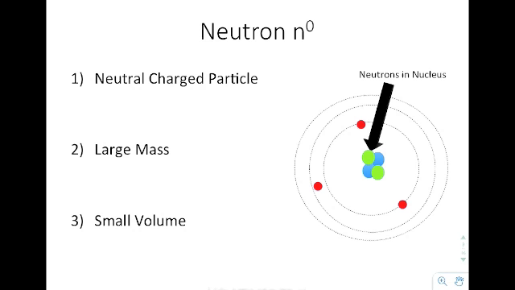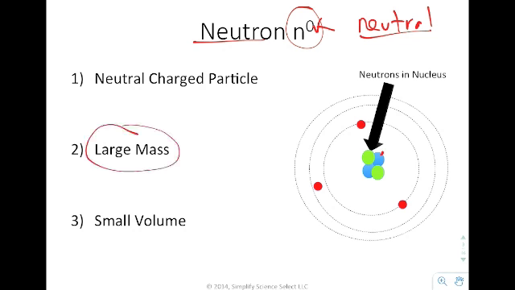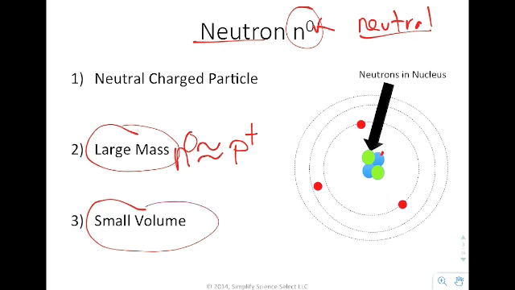Next, you have neutrons. Neutrons are often referred to as an N with a 0. That indicates that it has 0 charge or that it is neutral. It is called the neutron because neutral, neutron. Neutral charge particles. So you see these right here. These are the ones that have no charge. Likewise, they have a large mass. They have pretty close to the same mass as a proton. The neutron is actually slightly more massive, but they're very, very close. They do, once again, occupy a very small volume in the nucleus.